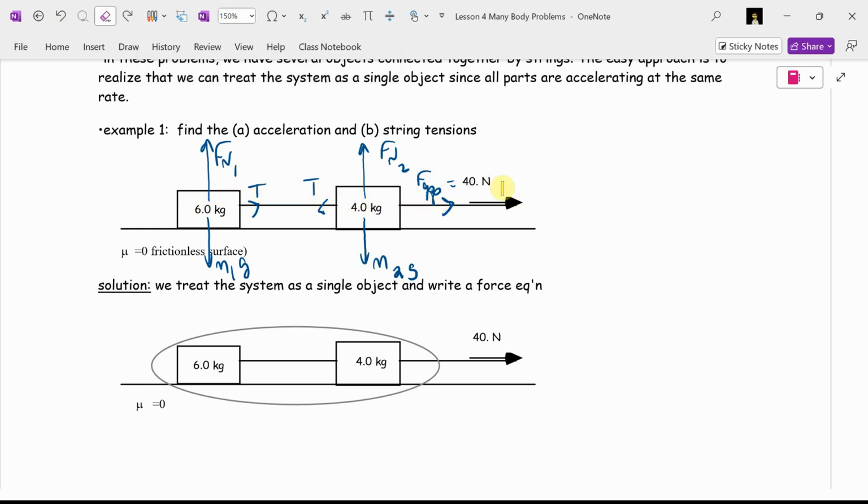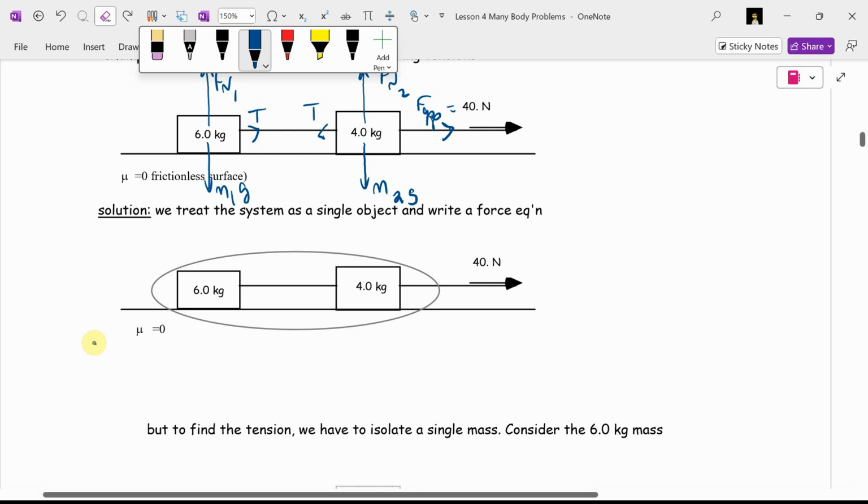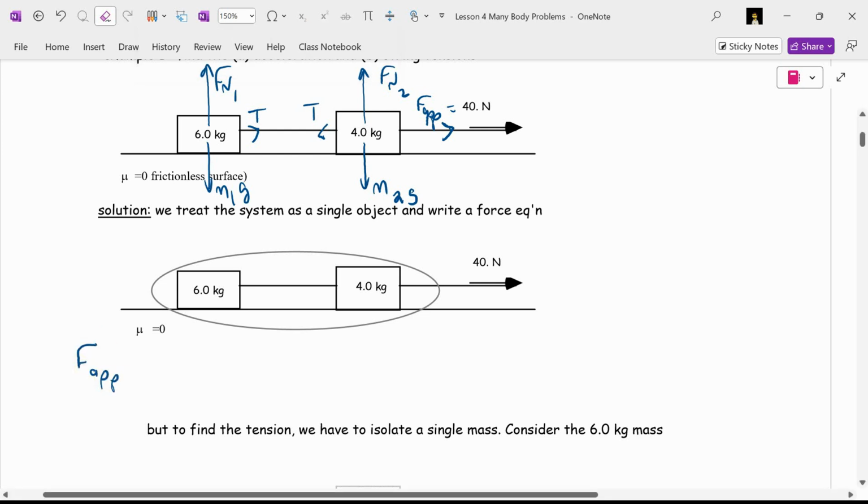So starting over here, who's winning? Good. And anything pointing to the right is going to be winner plus. Anything pointing to the left is going to be loser minus. So I'm going to write my equation right here. It's going to be F applied, and then I walk along the rope. I don't care about m2g. I don't care about normal force number 2. They're not along the rope. Oh, this tension here pointing to the left, loser minus. Ooh, this tension here pointing to the right, winner plus.